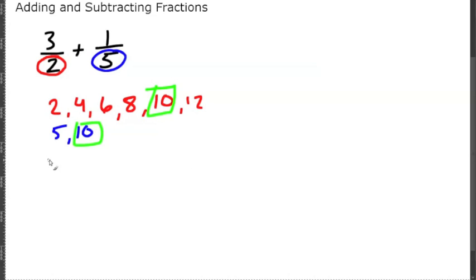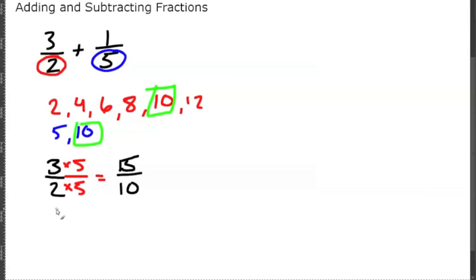Well, for 3 halves, we had to multiply the 2 by 5 to get to 10. And whatever we do to the bottom, we have to do to the top to keep that fraction as its same value. This would be like multiplying by 1. 3 halves is going to become 15 over 10.